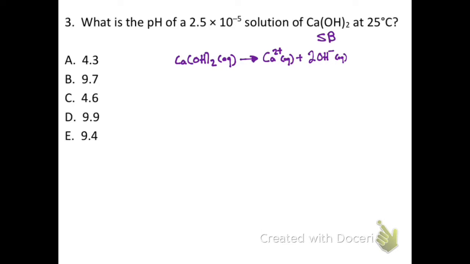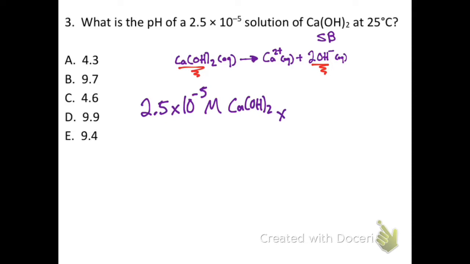Now then, the important thing to note, it's always important to write these reactions because notice that for every 1 calcium hydroxide, we're actually getting 2 hydroxides. So what that means is we're going to need to take that into account, the stoichiometry here. So we've got 2.5 times 10 to the negative 5th molar calcium hydroxide.